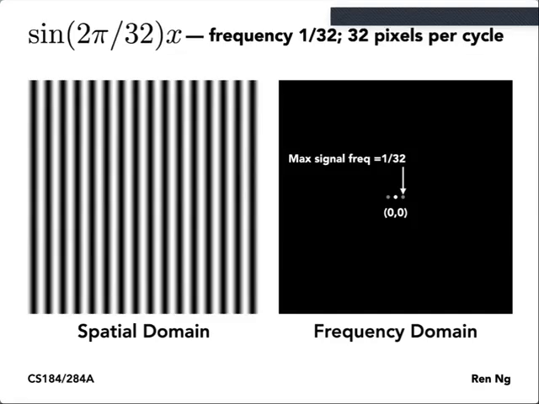Let's look at a sinusoid. In this case, it's a sinusoid in the horizontal direction. In fact, it's given by this function, sine of 2 pi over 32 times x. The frequency of this in the x direction is 1 over 32. If you remember that definition that I showed you before, the frequency is 1 over 32. What does that mean? It means that in the sinusoids that you see in this image on the left-hand side, there are 32 pixels per cycle. So in one of the white and black band pairs that you see here, there are 32 pixels across it.